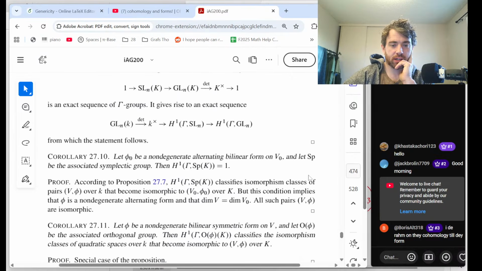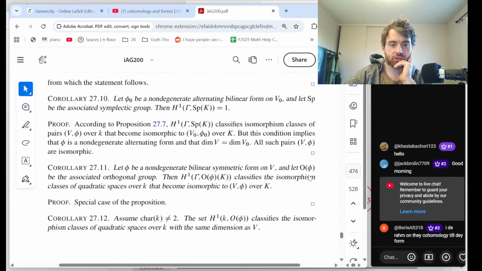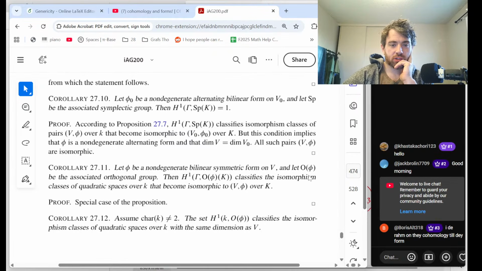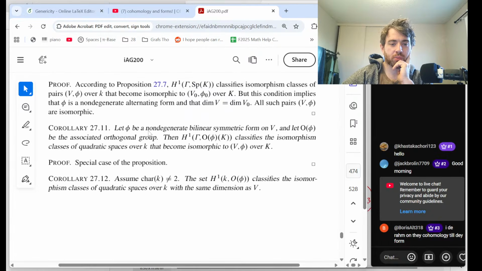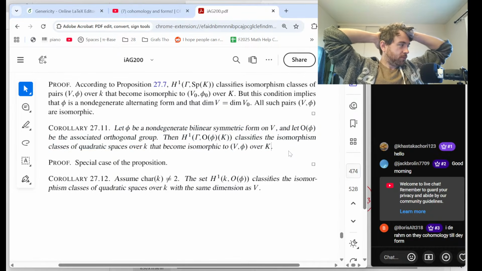So that's fine. Also true for Sp, which is interesting. Take a non-degenerate alternating bilinear form; Sp is the associated symplectic group. This is also trivial. Which I find somewhat surprising, because this corollary says the non-degenerate bilinear forms, the associated orthogonal group, this classifies isomorphism classes of quadratic spaces. So I would have expected that maybe.